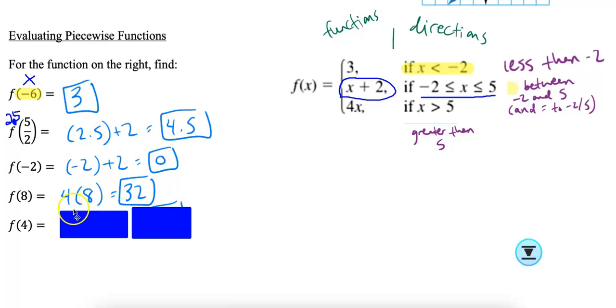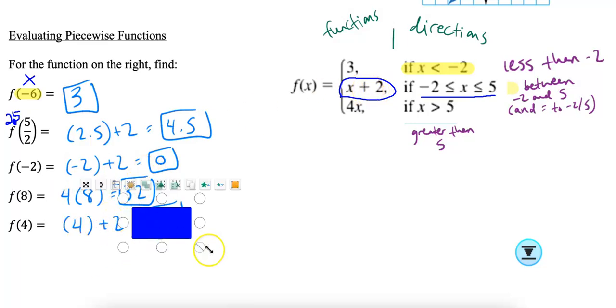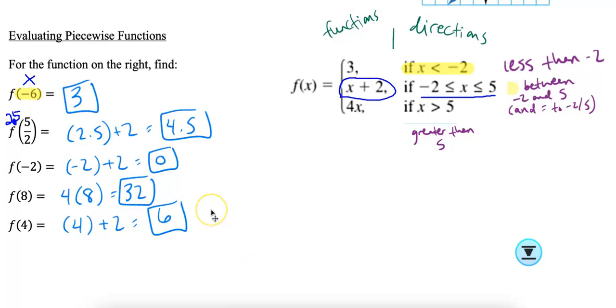One more. I've got f of 4. 4 is not greater than 5, which means it's going to fall between negative 2 and positive 5. So I'm going to take 4, substitute it into my middle equation. So I would have 4 plus 2, which we know is 6.